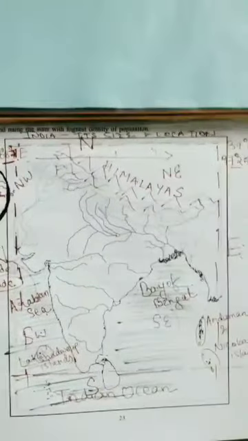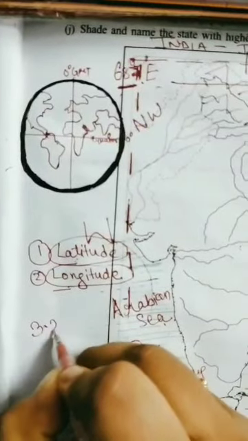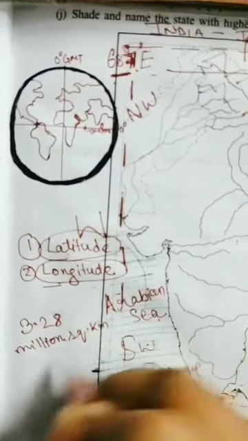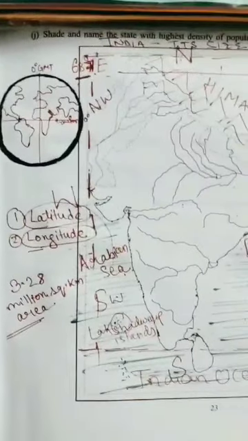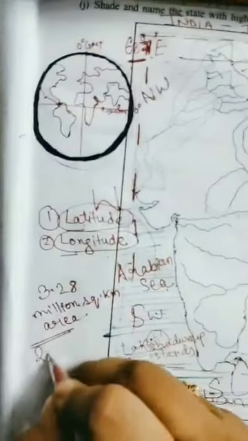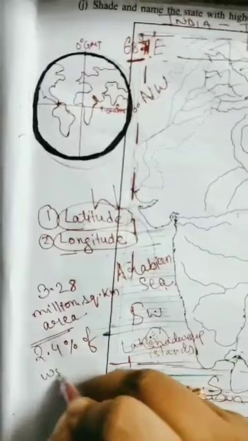So how much area is it covering? Now we have to know how much area it is covering. What is the size of the country? Its actual size is 3.28 million square kilometers. In comparison to the whole world, how much percentage of area is India occupying? If this is the whole land area and we consider it as 100%, how much percent is India occupying? India is occupying 2.4% of the world's area, right?